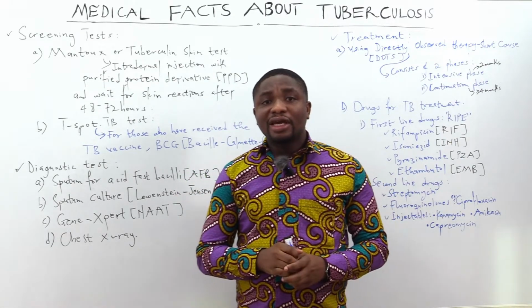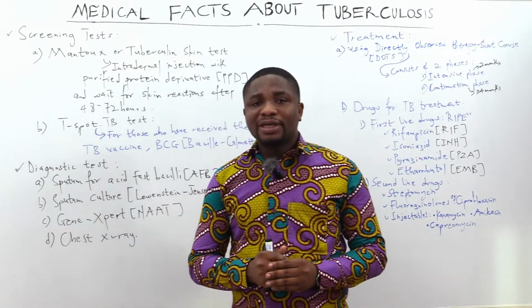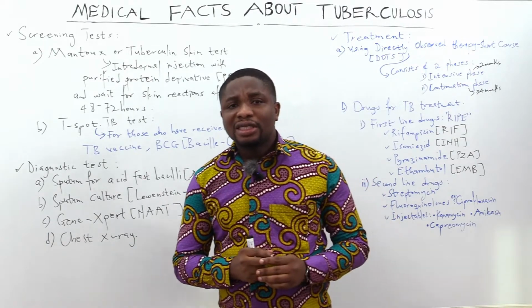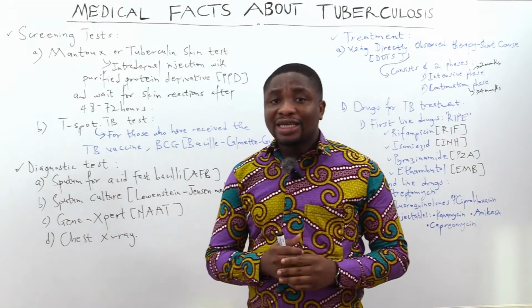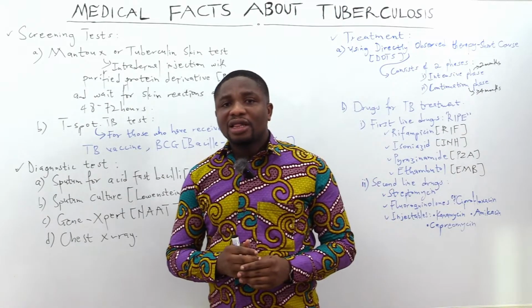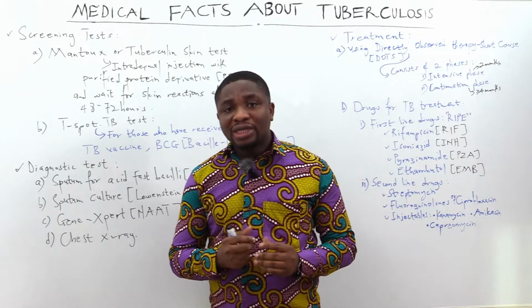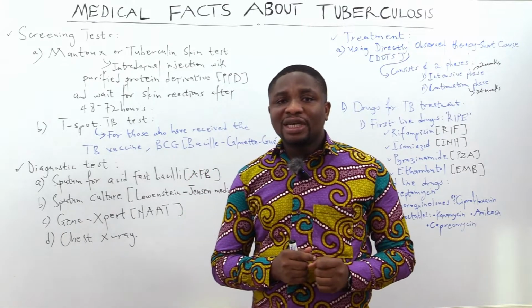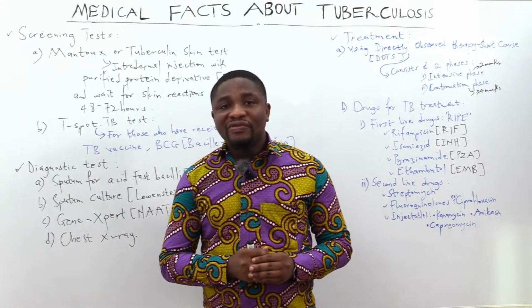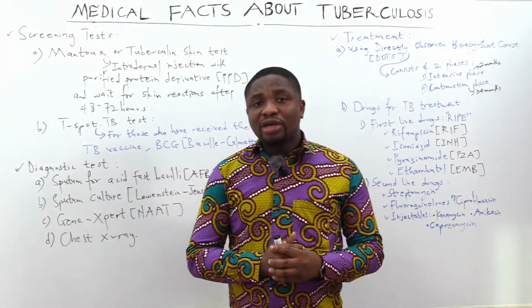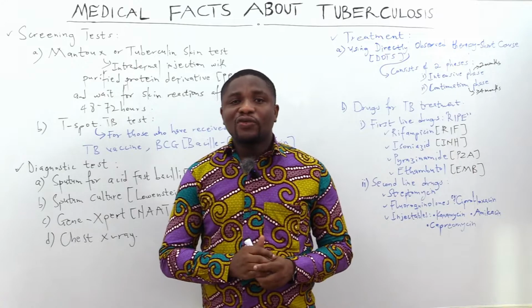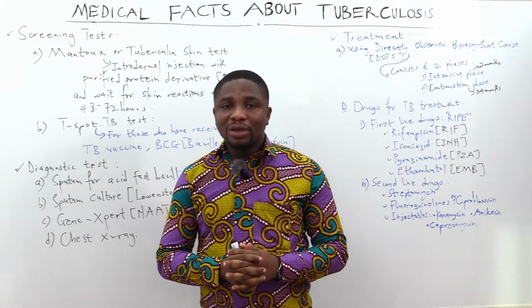Another test we can think about is the GeneXpert. It's a rapid nucleic acid amplification test that gives the diagnosis of TB and can also be used to test for drug resistance in TB, especially for rifampicin. A chest x-ray can also be done to look out for the signs of tuberculosis.